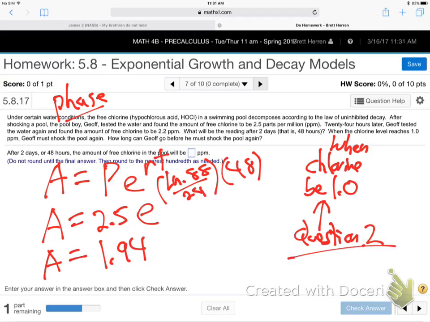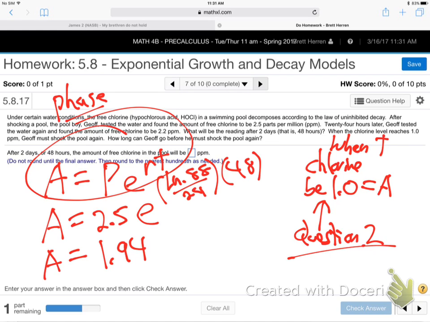So question 2. That means you've got to use this formula again. But they're saying when, so they want you to find T. What is T? Time. What is the time when the chlorine's 1.0? So put the 1.0 in for the A. You want the amount to be 1.0, and you want to find the time when that happens. Does that make sense?